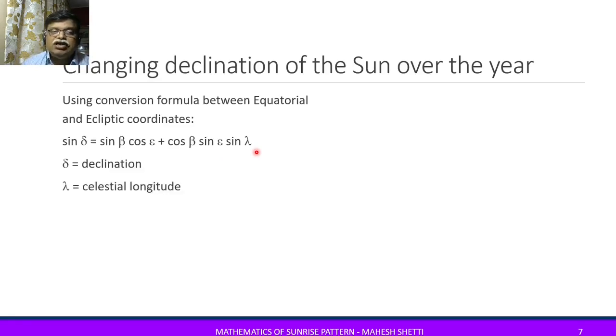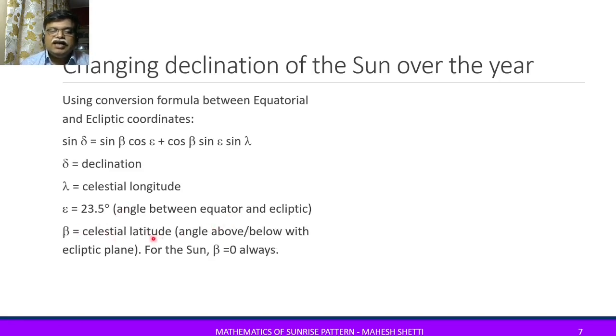Lambda is the celestial longitude. We saw that it is angle measured along the ecliptic plane, and it is changing uniformly. So, every month the sun is going to change longitude by 30 degrees, and epsilon here is 23.5 degree. It is actually angle between the equatorial and ecliptic plane. That is nothing but the tilt of Earth's axis with revolution axis. So, that is 23.5 degree approximately.